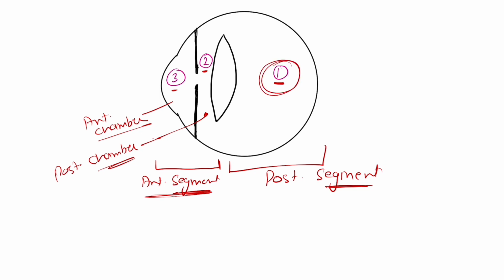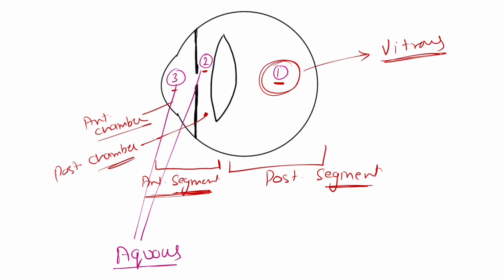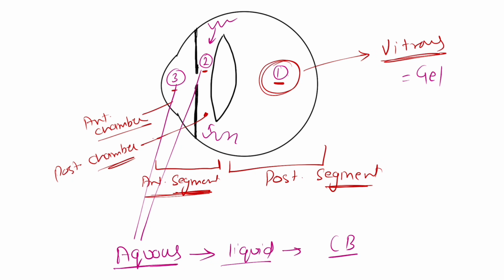The posterior segment has a humor called vitreous. And the second humor, which is present in both the second and third parts, is aqueous. You may know the difference very well, because aqueous is a liquid form, and vitreous is a gel form. Aqueous is secreted, as I've already told you, by the ciliary body. There are ciliary processes here, and the ciliary body is continuously secreting the aqueous humor.